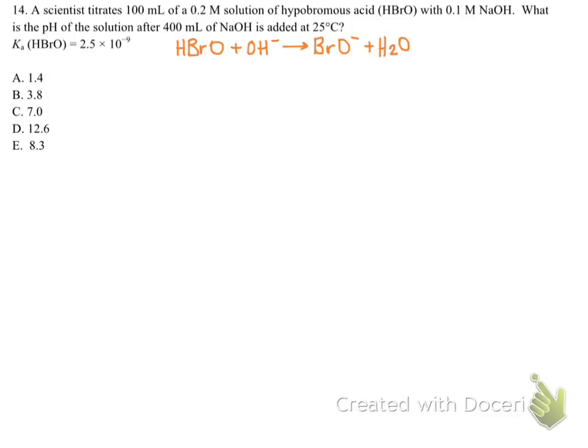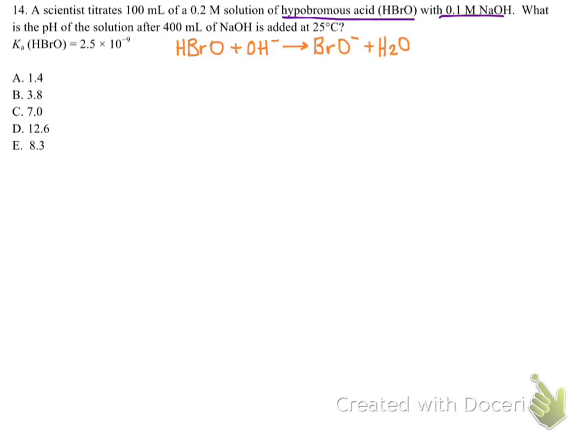In this problem, we're doing a titration of hypobromous acid, a weak acid, with sodium hydroxide, a strong base. So, this is one of our 3 types of titrations. Weak acid with a strong base. When in doubt, ICF it out. Anytime you have a titration, anytime you add a strong acid or strong base to a solution, you're going to want to do an ICF table. So this is our reaction here.